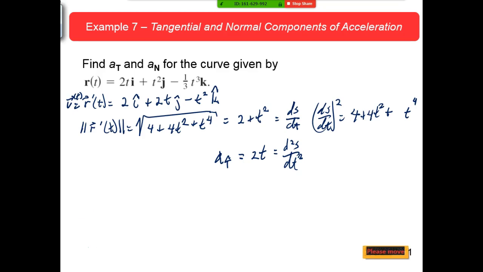Now here's what I was going to say. This thing here is just the integrand there. I mean the radicand there. That's all it is.